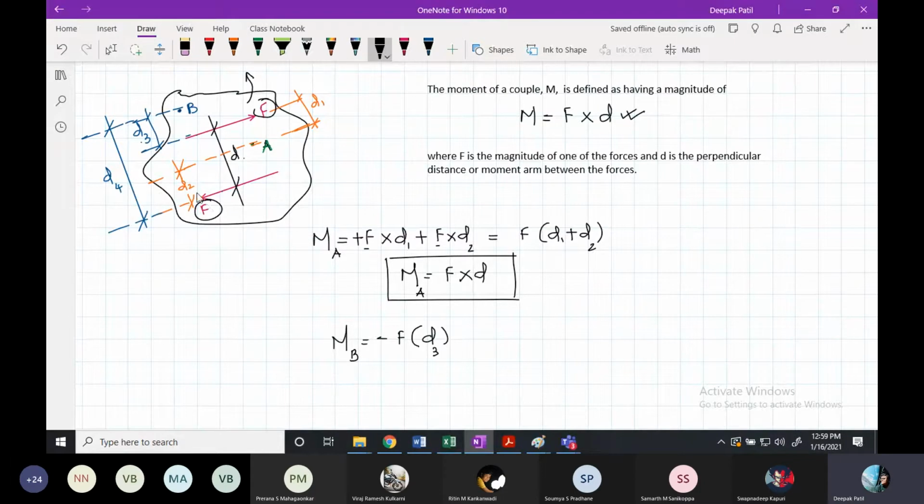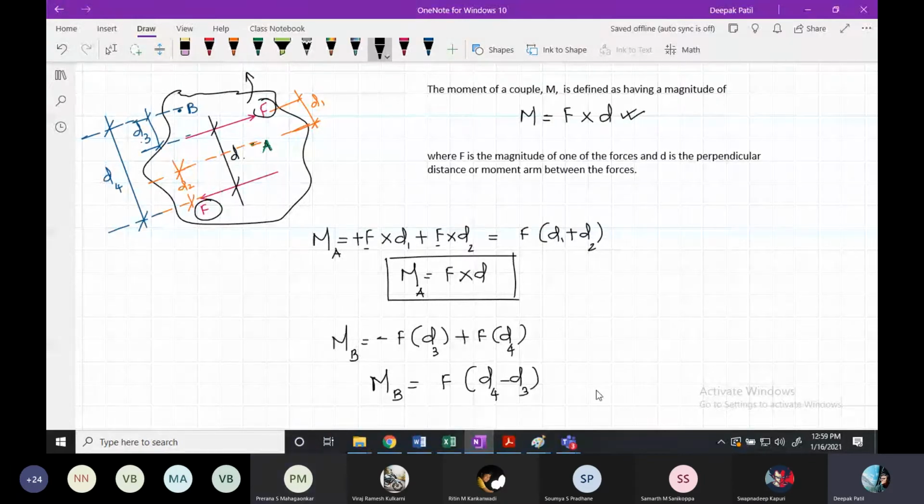Now let me check about this force F. At point B, will it cause a clockwise movement or anti-clockwise movement? Clockwise, yes, perfect. It will cause a clockwise movement, so I will write it as plus F times d4. Now I know that both the forces are of the same magnitude, so I will take F common and write it as d4 minus d3. Can I write like this? You can see the figure and judge what d4 minus d3 is. It is d.